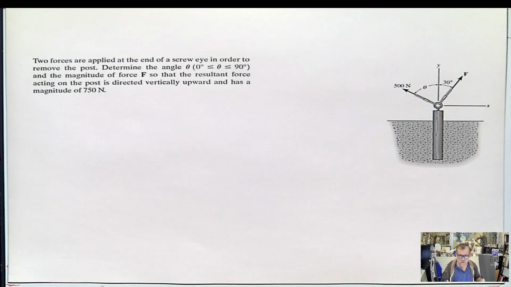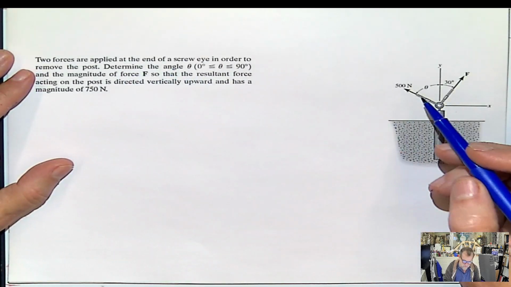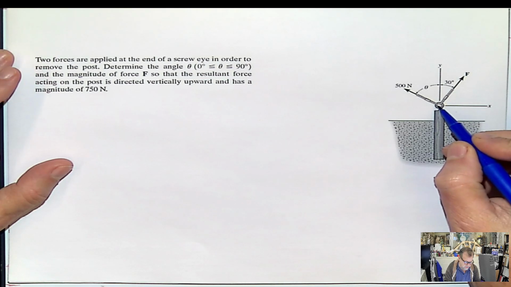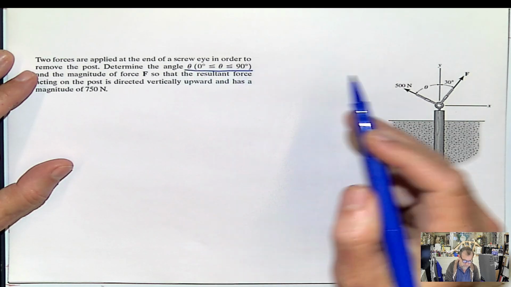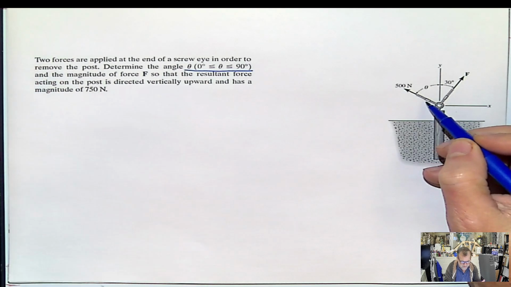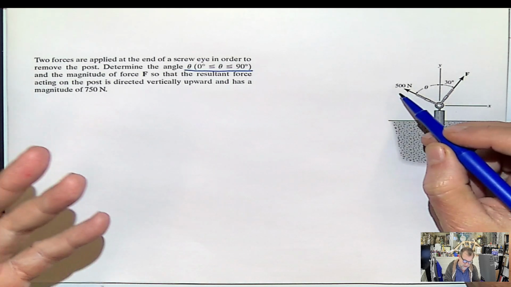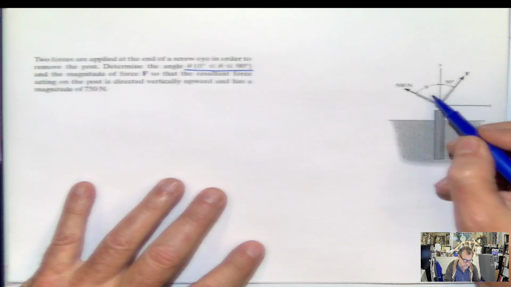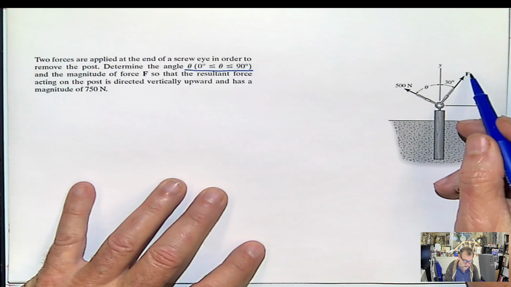So the first thing is, of course, read the statement, and after you read the statement, read it again and read it slowly. Let's see what is happening here. It says two forces are applied at the end of the screw eye here. Determine the angle, this angle. This is important, because it's just based on geometry, so that angle, depending on how you calculate it, could be bigger than 90, but they are restricting it between 0 and 90, which is good. And the magnitude of the force F.